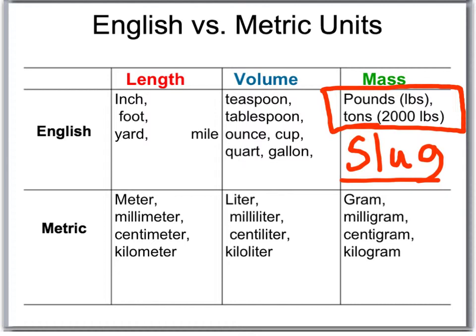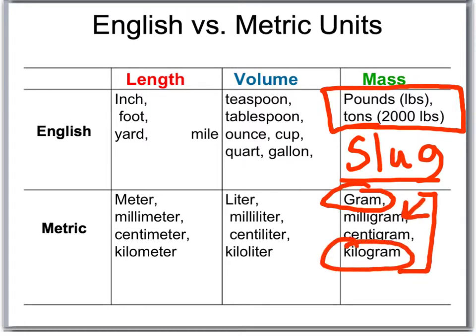Now, in the metric system, we've got grams, milligrams, centigrams, kilograms. Those tell you how much matter is in something. The main ones you'll hear me use in this class are grams and kilograms. Milligrams gets used sometimes. Centigrams, hardly ever used. It's meaningful. It means 1/100th of a gram, but nobody really ever talks about centigrams.